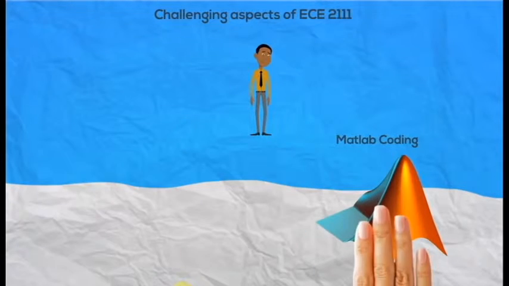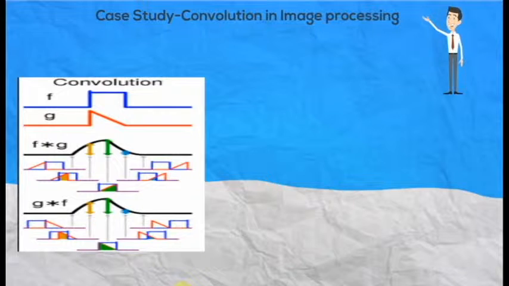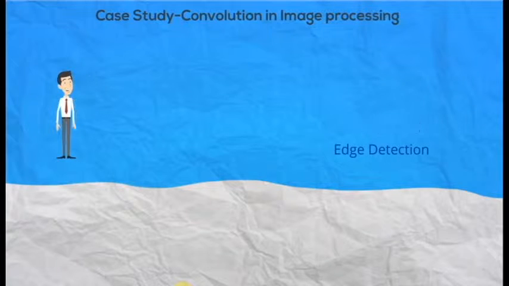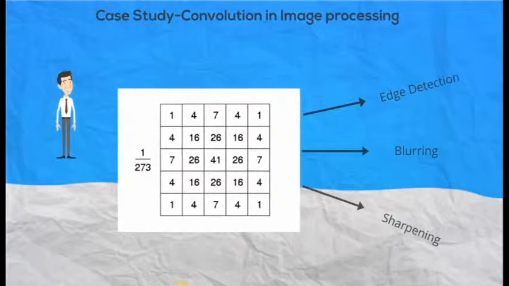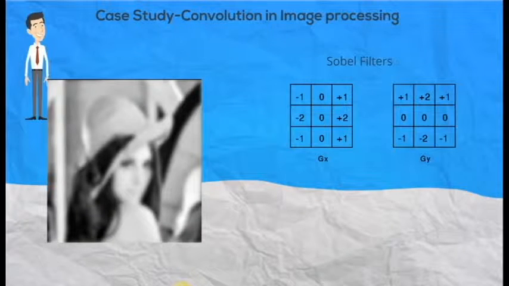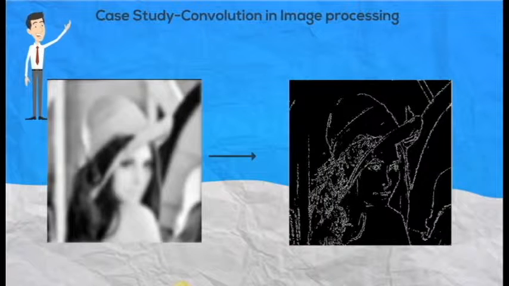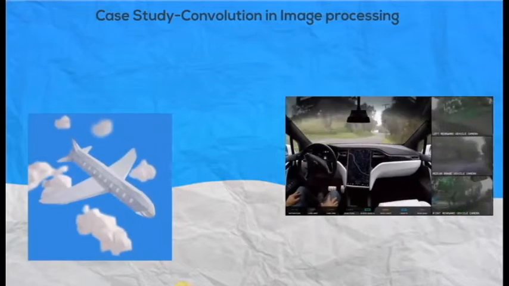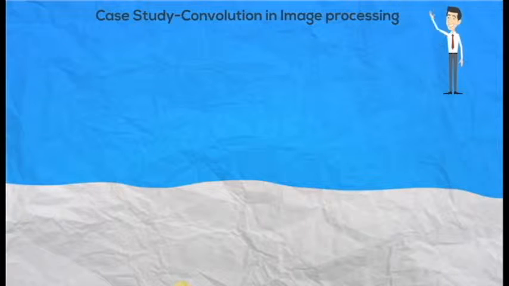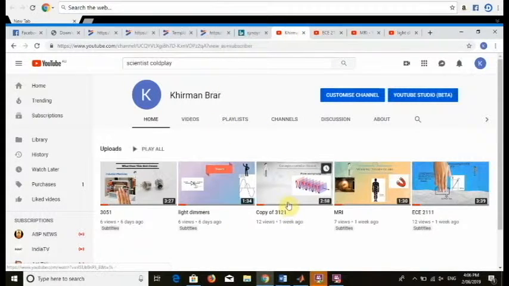The practical application that we discussed was convolution in image processing, where we defined what convolution in image processing is and discussed the basic principles behind its working. And we also explained how this concept is being used to solve real-world problems such as self-driving cars and planes on autopilot modes.